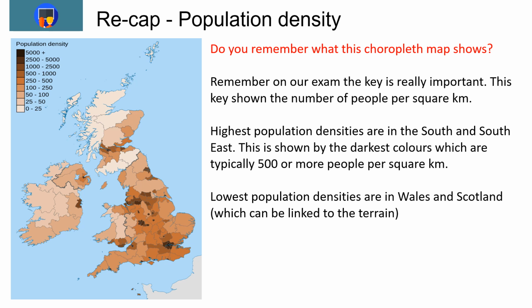Let's quickly recap population density. So remember, this is a choropleth map. So on our exam, the key is really important. This key shows number of people per square kilometre. Highest population densities are in the south and southeast. This is shown by the darkest colours, which are typically 500 people or more per square kilometre. Lowest population densities are in Wales and Scotland, which can also be linked to the terrain.